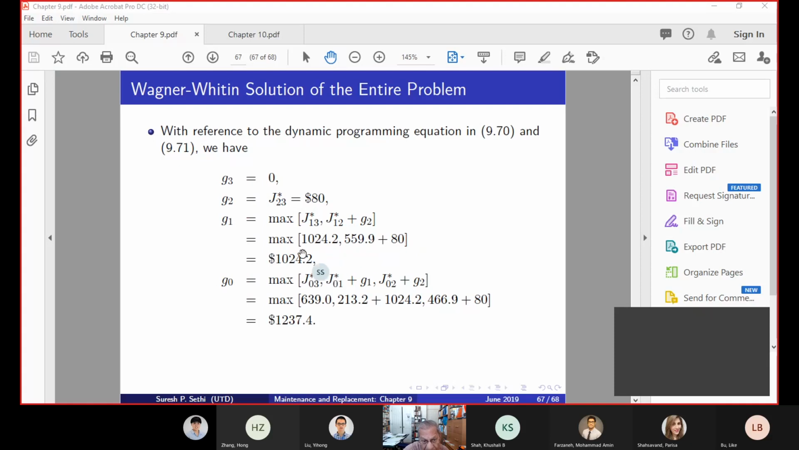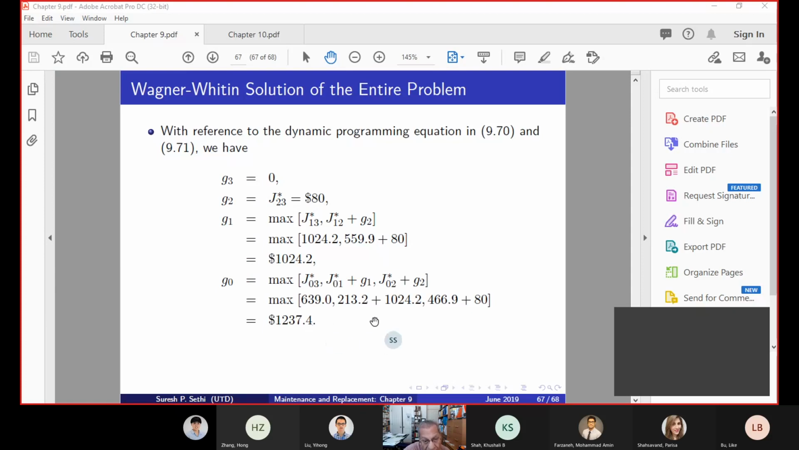The max is this one, so I have a G1. Once I have a G1, I can go to G0. What is G0? I buy the machine at the beginning of period zero and keep it all the way. So this is one: I buy the machine at the beginning of zero and keep it one period. When I keep it one period, then I have Z0 one star plus G1. Or I can buy the machine and sell it at the end of the second period, and then I have a G2. So then I can take these three, take the max of these, and the max of these is 1, 2, 3, 7.4.